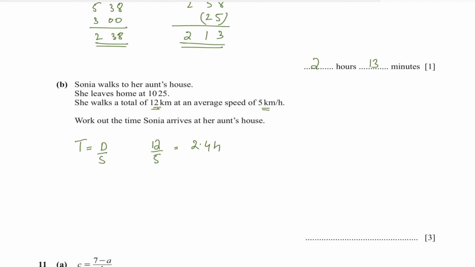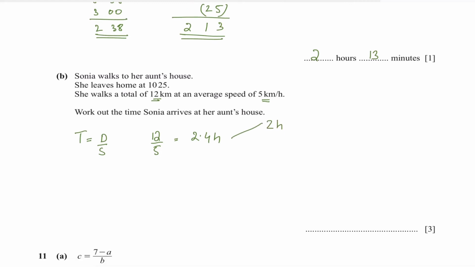Anyway, so let's work out 2.4 hours. So this is going to be 2 hours and something, right? So 2 hours, now we have to work out what 0.4 of an hour is. We can do that by simply taking 0.4 and multiplying it by 60, which is equal to 24. So that means if she leaves the house at 10:25, she's going to be walking for 2 hours and 24 minutes straight. Wow. So 5 plus 4 is 9, 2 plus 2 is 4, and 10 plus 2 is 12. So that means by the time she arrives at her aunt's house, it's going to be 12:49.